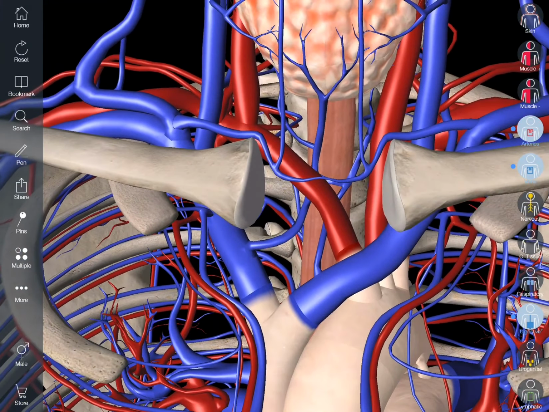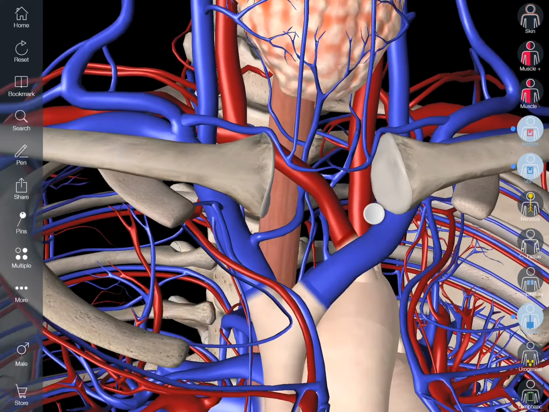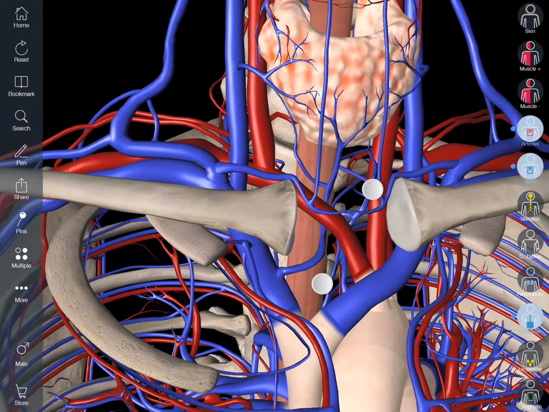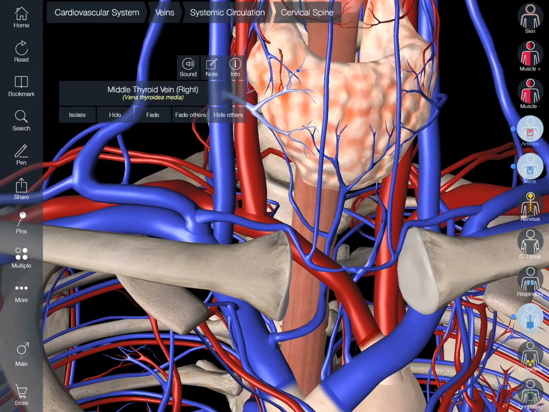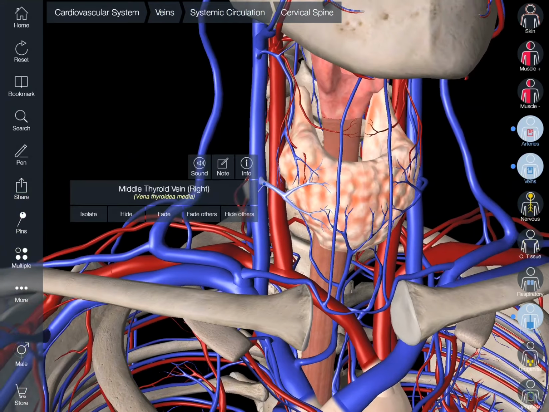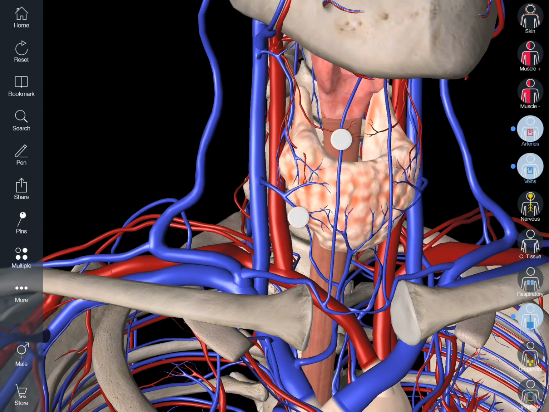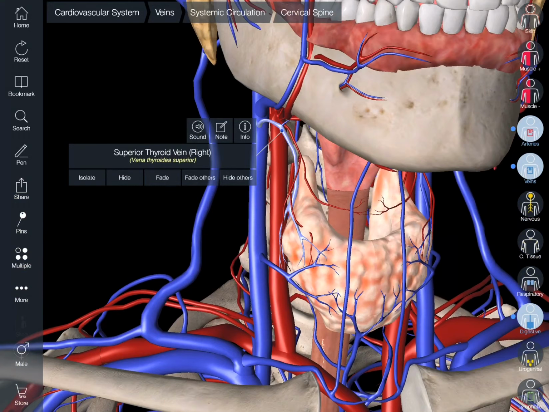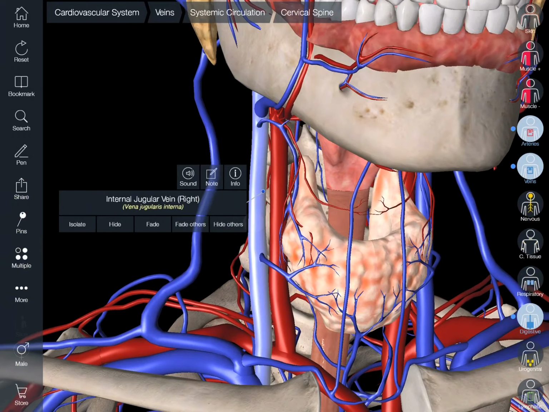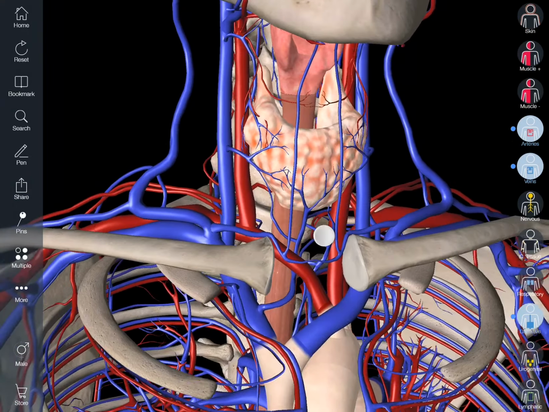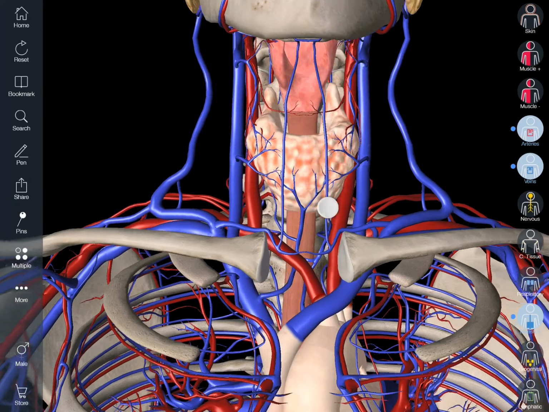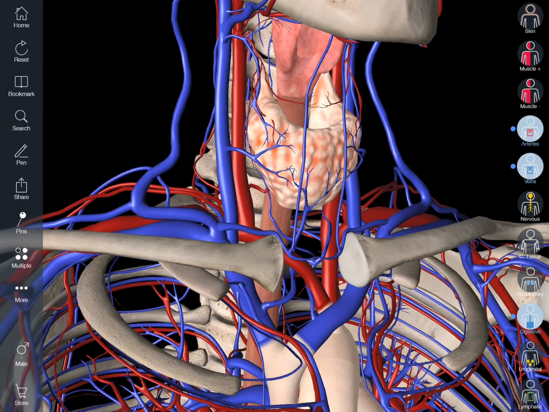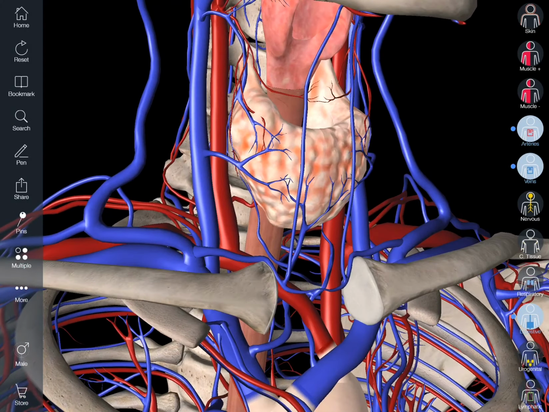Now, let's go ahead and talk about the other thyroid veins. This is the middle thyroid vein, a branch of the internal jugular vein, and this is the superior thyroid vein, of course again a branch of the internal jugular vein. So these are called thyroid veins because they basically supply the blood drainage of the thyroid gland.